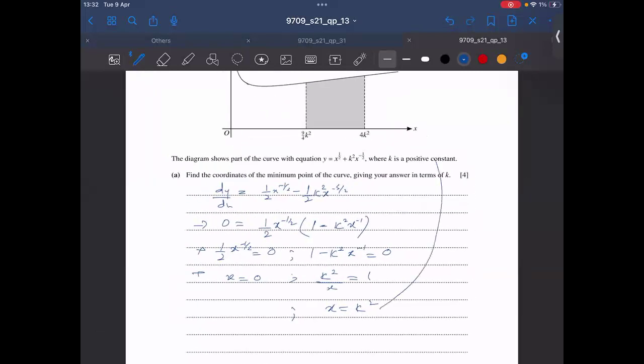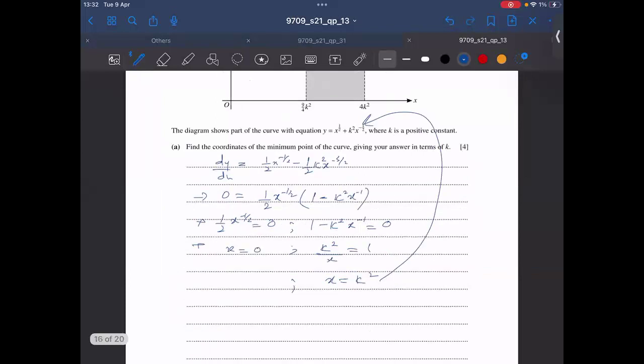Once I have the x coordinate, I'm going to substitute in the equation to get the y coordinate. So y is going to be equal to the square root of k square, which is k, plus k square times 1 over x to the power of half, that is 1 over k. It's going to be then k plus k, 2k. The coordinates of the turning point are going to be k square comma 2k. Is it clear or not, Mr. Iman?